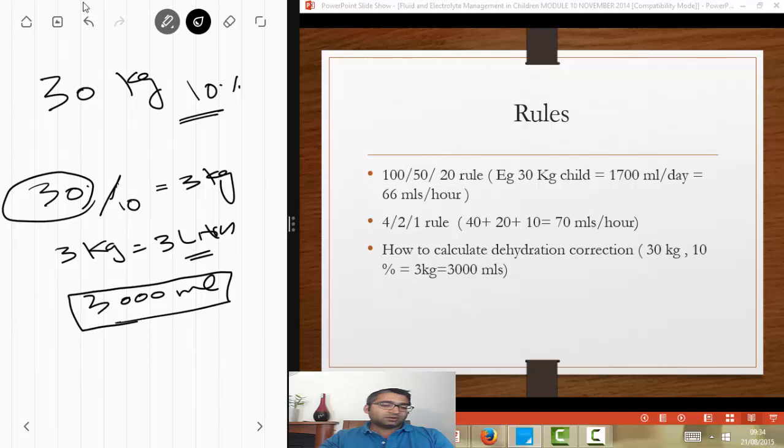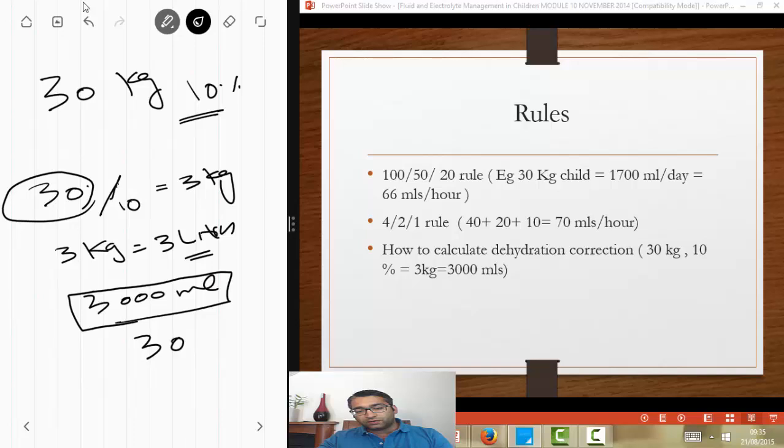Now that's 3 liters. You're not going to replace it in one go, because remember, your total circulating blood volume in an adult is only about 5.5 liters. In a child it will be much less. So you can't be pushing 3000 mils of saline into the child, because they'll simply go into cardiac failure. So you have to replace it slowly, over 24 to 48 hours.